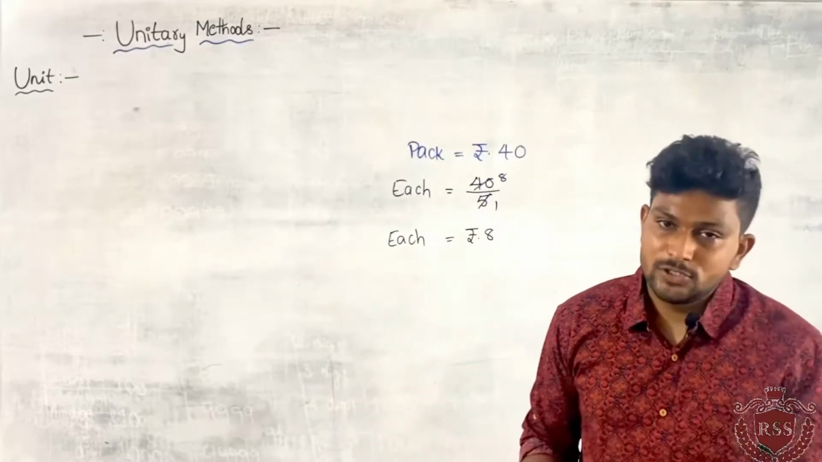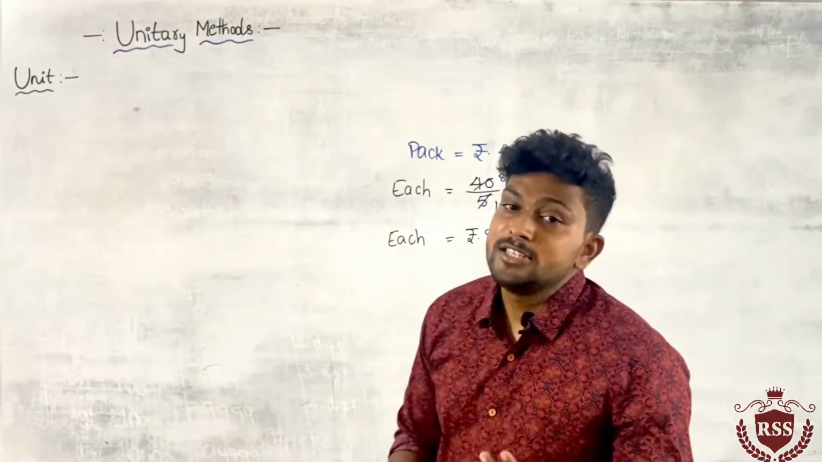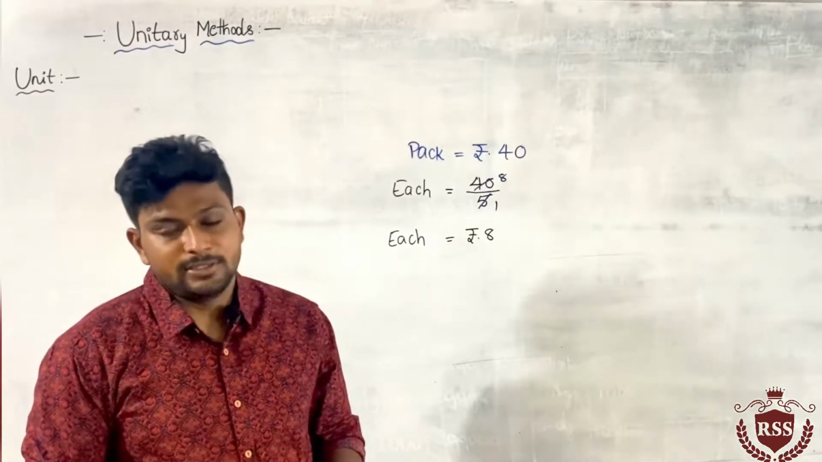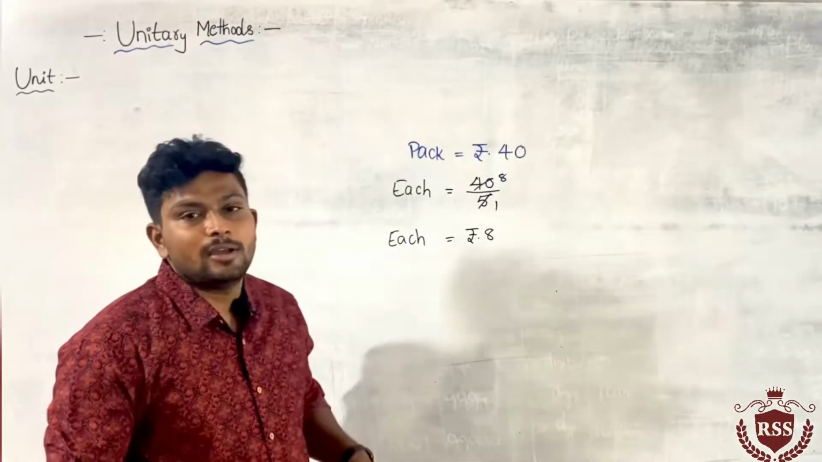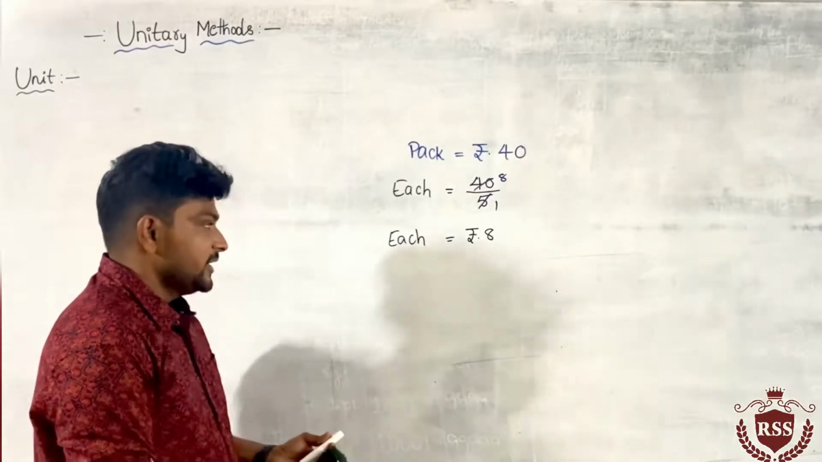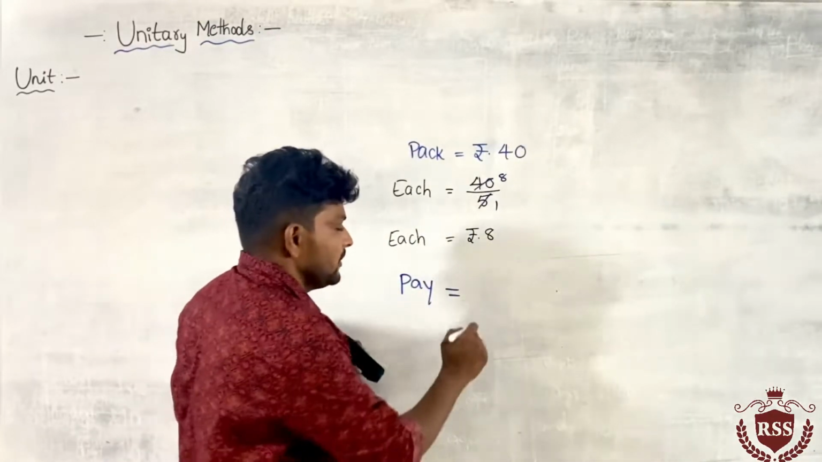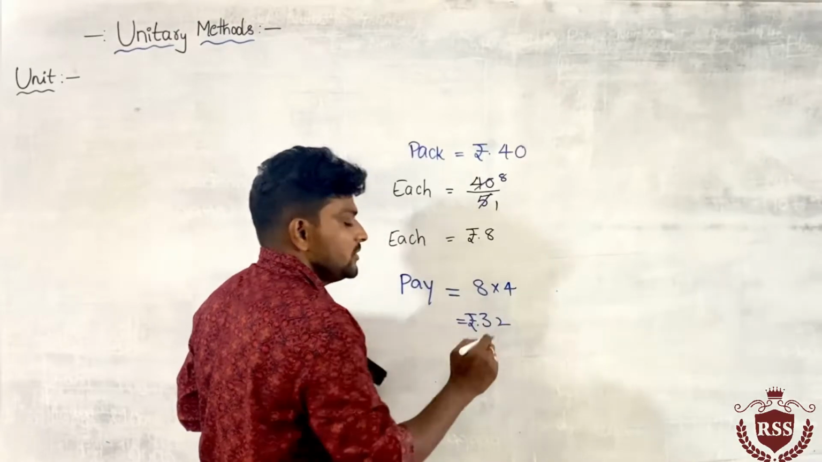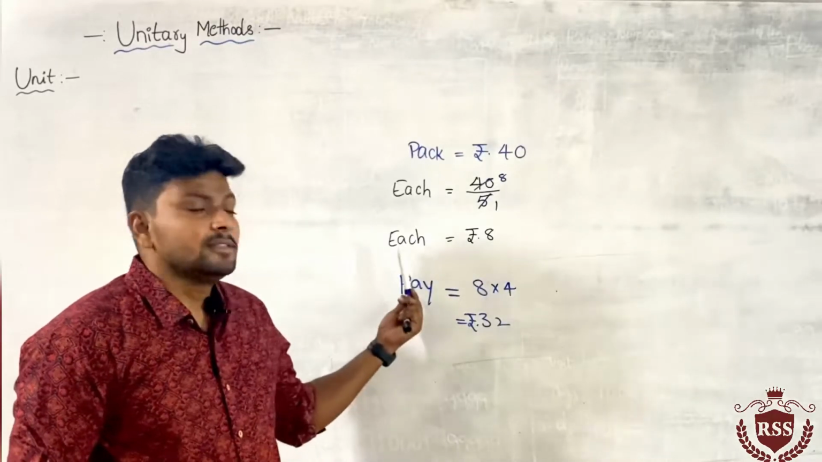If I take 1 chocolate only, I need to pay 8 rupees. If I take 2 chocolates, I pay 16 rupees. So the price is a multiple of the number of units, right? If I need to buy 4 chocolates, how much do I need to pay? I pay the shopkeeper 8 into the number of quantities, that is 32 rupees. I need to pay 32 rupees to get 4 chocolates.